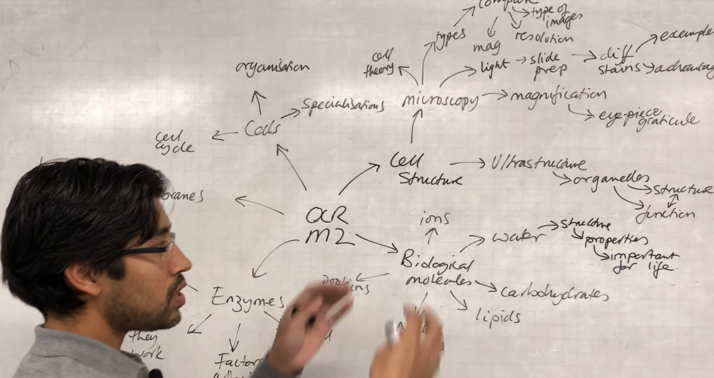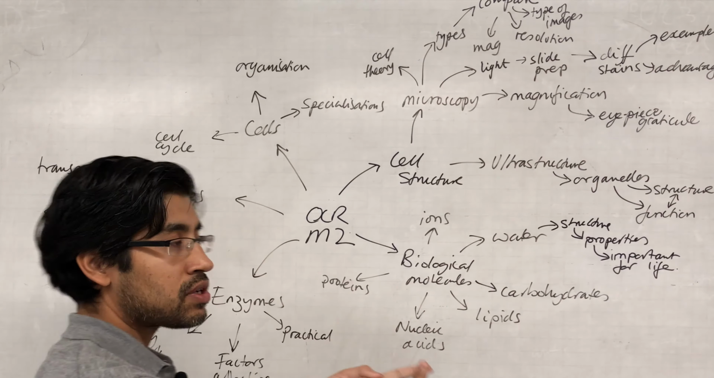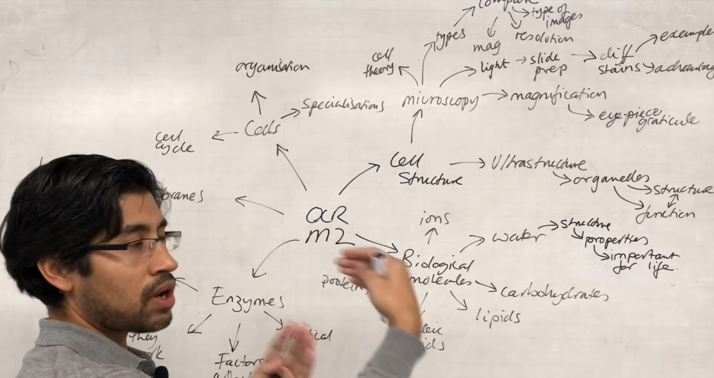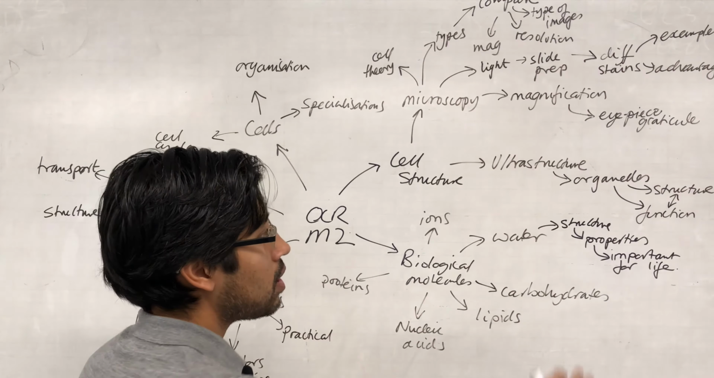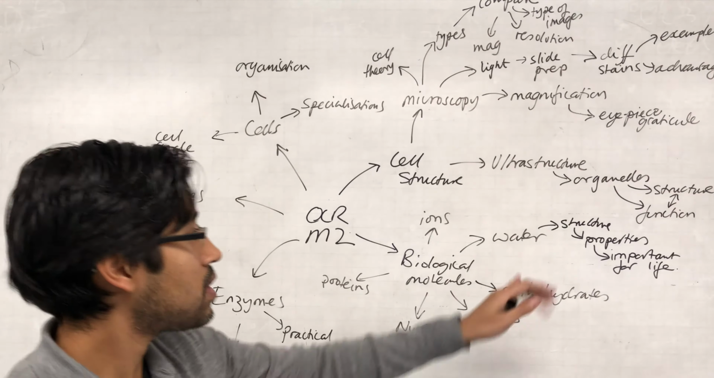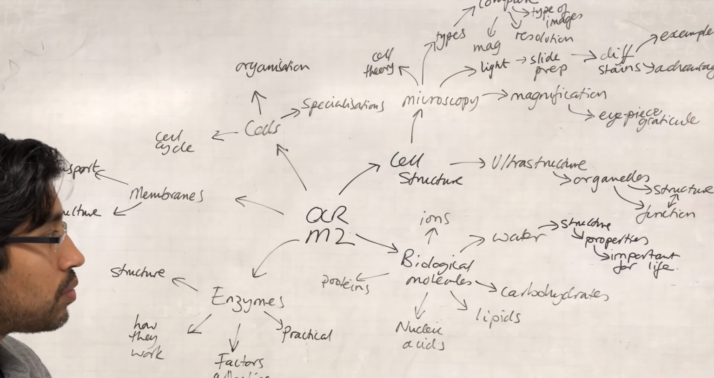Okay, so in terms of water, know its structure, how its structure results in its properties, i.e. it's a polar molecule, etc. But then why those properties are important for living organisms, and I think that should cover water.